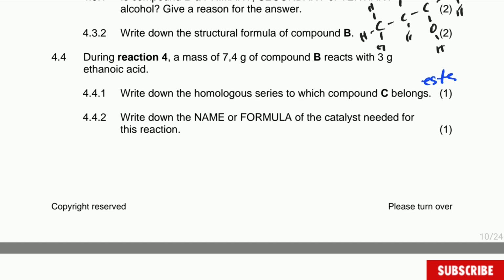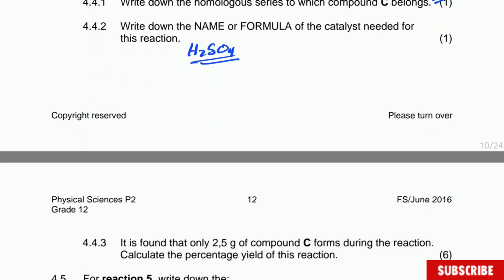is an ester. That is the homologous series. Write down the name or formula of the catalyst needed for this reaction. And the catalyst needed is sulfuric acid. So in this case it is H2SO4. They say name or formula, so I'm going to write the formula there, but you can write the name as well.